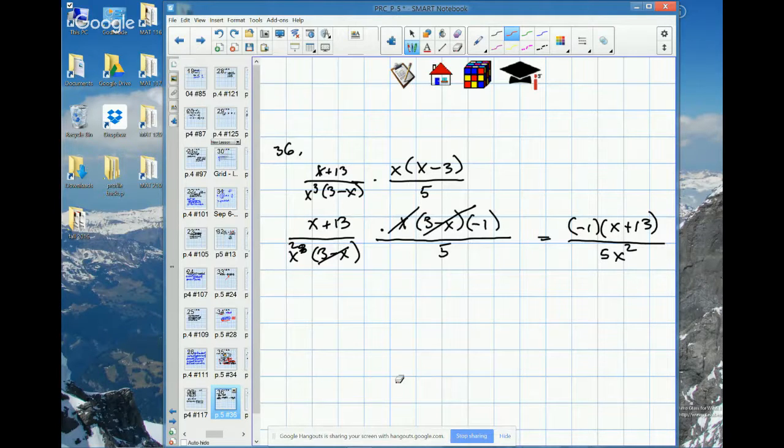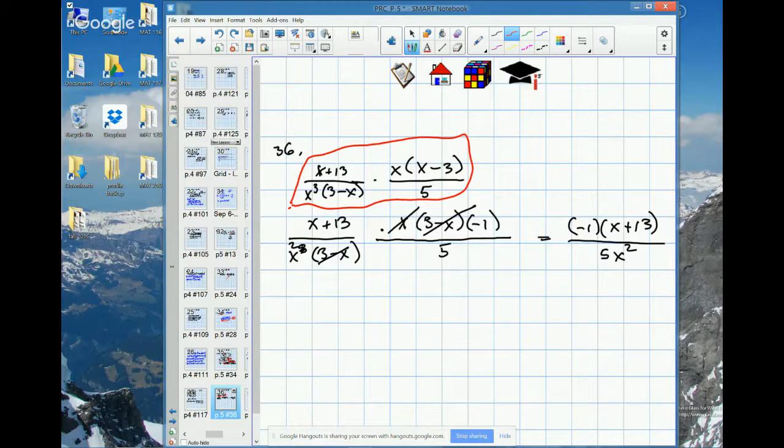Okay, now, this is a cool little trick to have in their tool belt. You see how on top I have an x minus 3 and on the bottom I have a 3 minus x right here? Problem. Well, I sure would like to cancel the x minus 3 and the 3 minus x, but I can't. They're not identical. But a cool little trick.